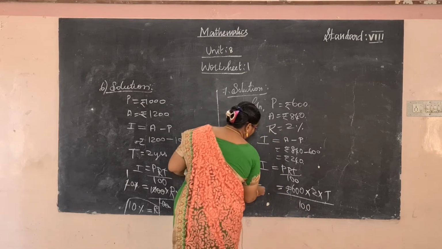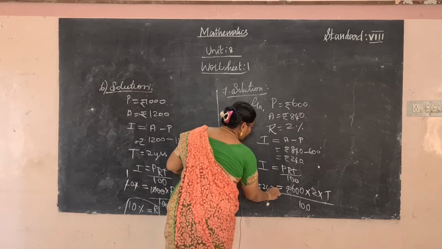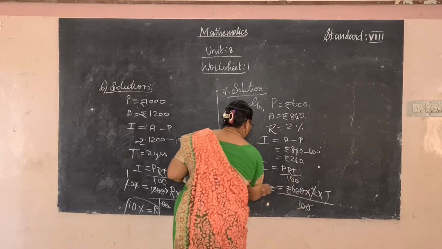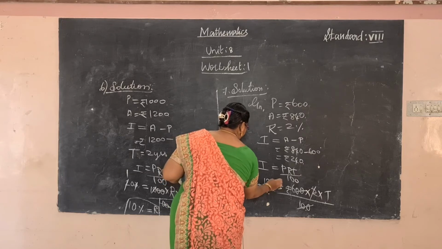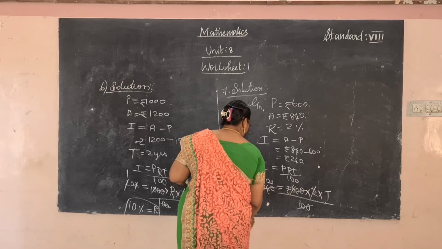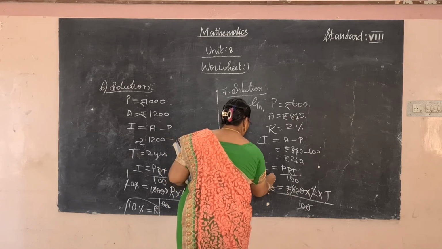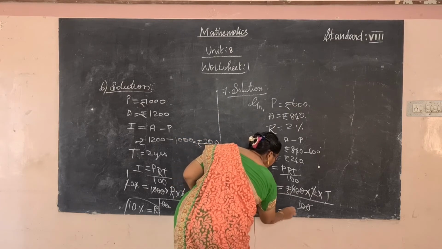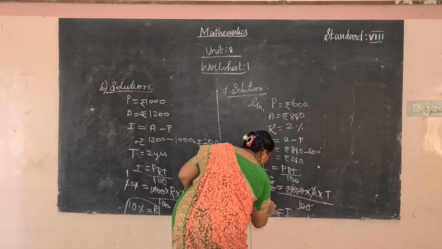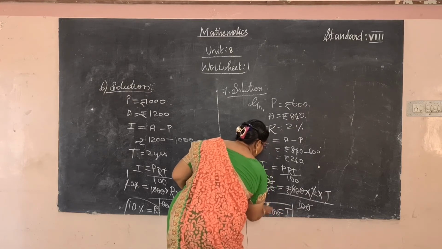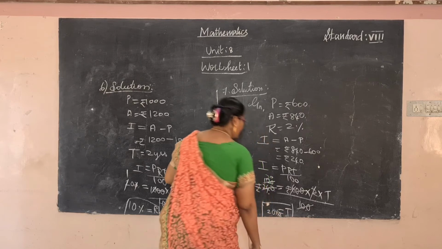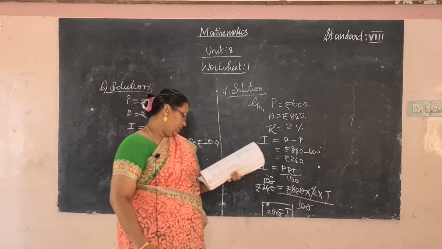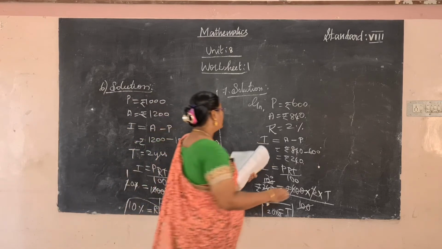Okay. Here the interest is 240. 2 12s are 24, 6 2s are 12. So T is 20. So 20 years. How many years? The number of period is 20 years. Okay. Now move to the 8th problem.